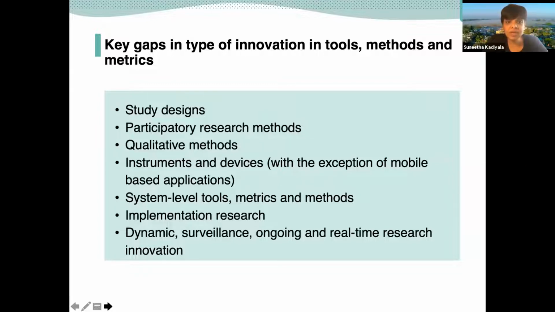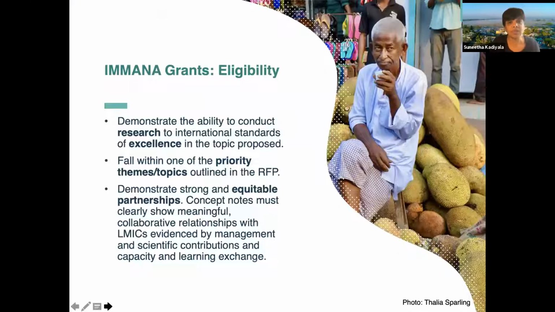Now, there is also a need for dynamic surveillance, ongoing real-time research and innovation. If this pandemic has taught us one thing, it is that having these kinds of dynamic surveillance systems would have really helped us in understanding how the pandemic is evolving, how the prices are changing, how people's livelihoods are getting affected, and what this means for food systems and their ability to nourish populations in a healthy and sustainable way, right? So again, there is not that much innovation in those kinds of methodologies, and we welcome proposals on that.